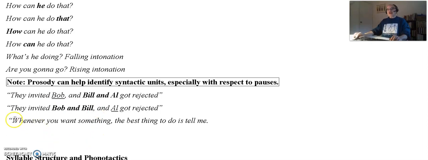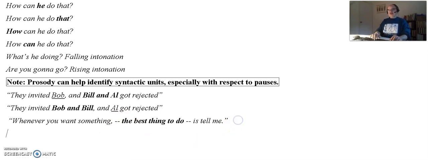So, and watch this. Whenever you want something, the best thing to do is tell me. And I paused here. And that becomes our noun phrase. It's another way to identify syntactic units, such as a noun phrase. Okay.